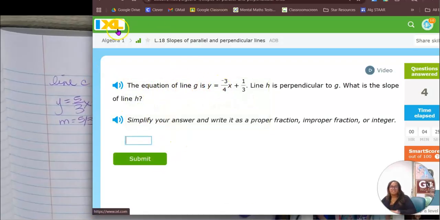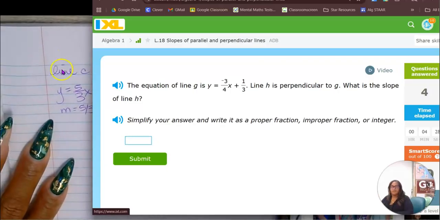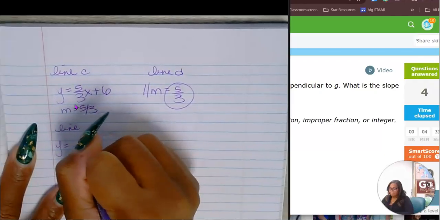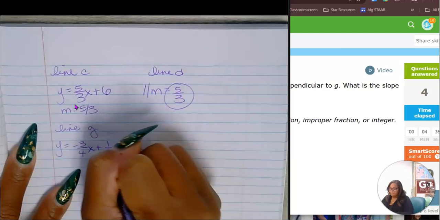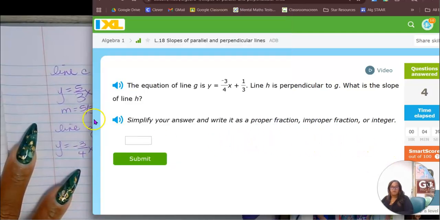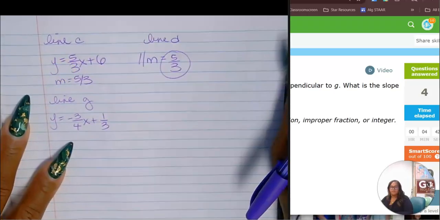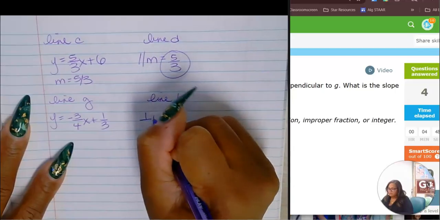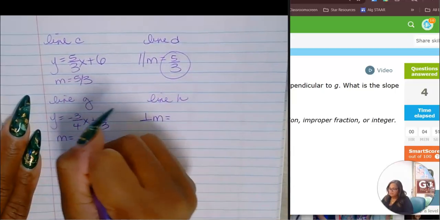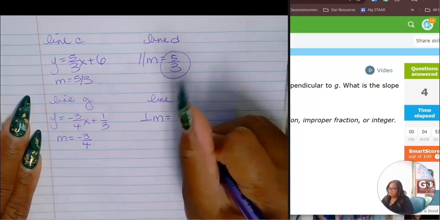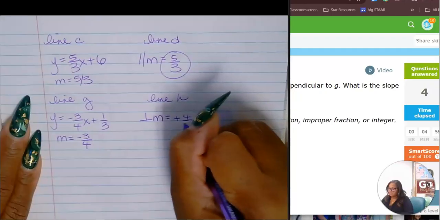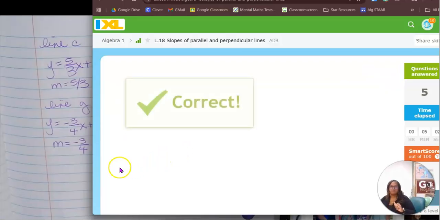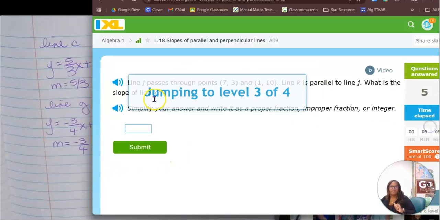All right, line G is -3/4 x plus 1/3. Is it -3/4 x? Okay. And then line H is perpendicular. Perpendicular slope. So my slope over here is -3/4. The perpendicular slope would be +4/3. But don't type in the plus sign. 4/3. All right, let's jump a little bit higher.